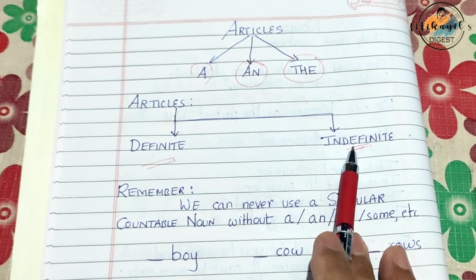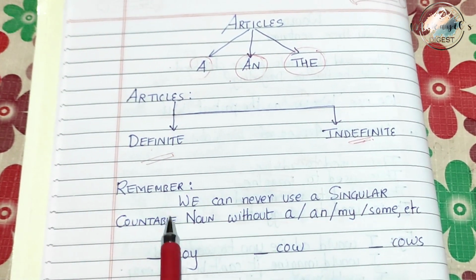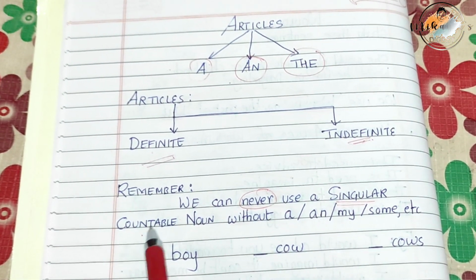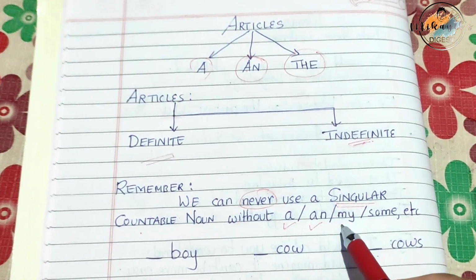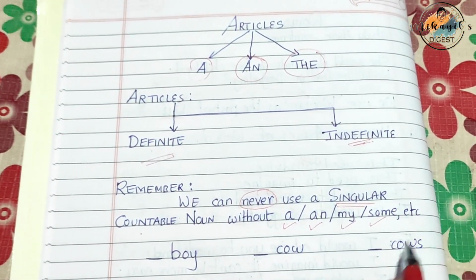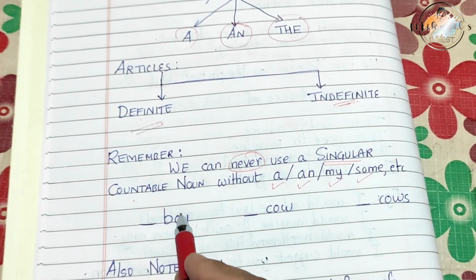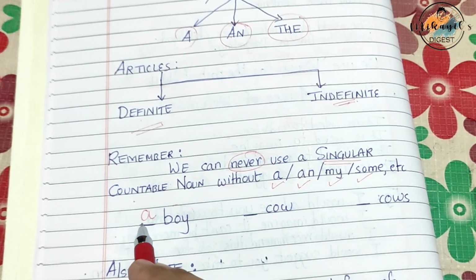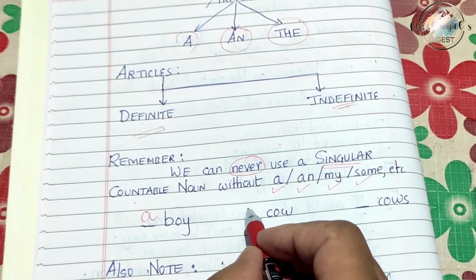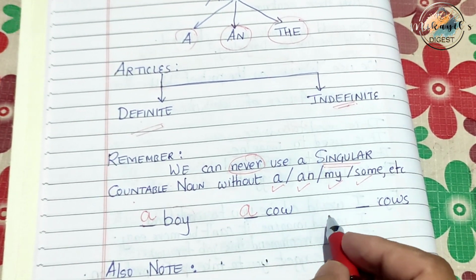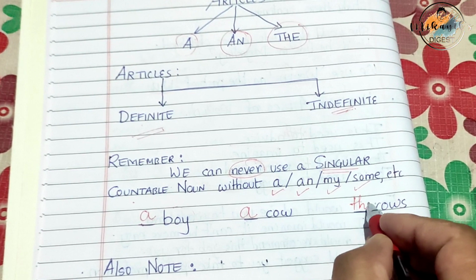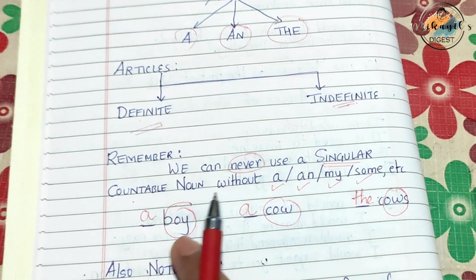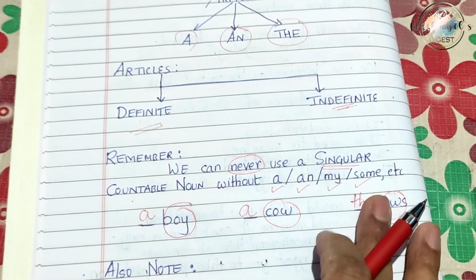But before we proceed further, we need to remember that we can never use a singular countable noun without a, an, my, some, the, etc. For example, we cannot use boy alone. We need to write a, and then it becomes a boy. We need to add here a cow, or the cows. We need to understand this because these are singular countable nouns, and these nouns cannot be written without these.